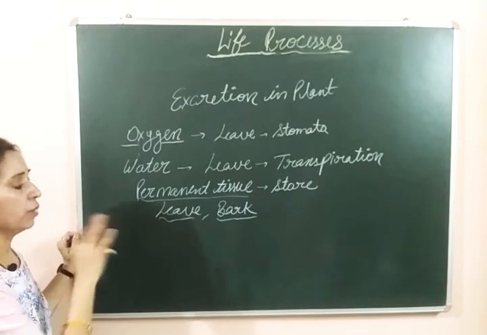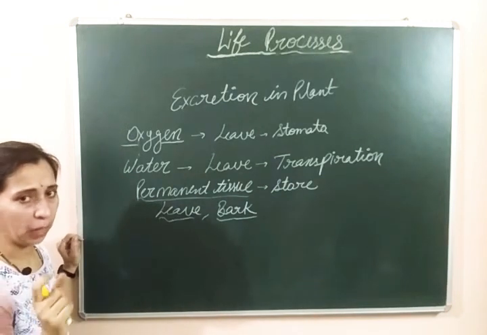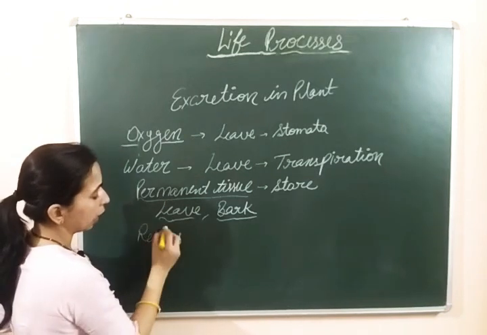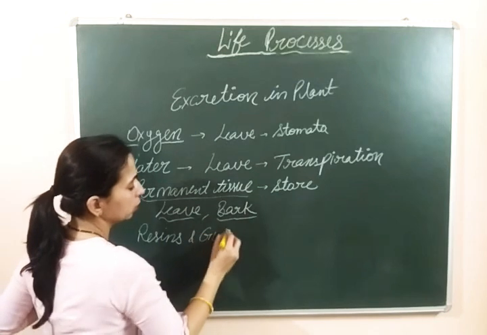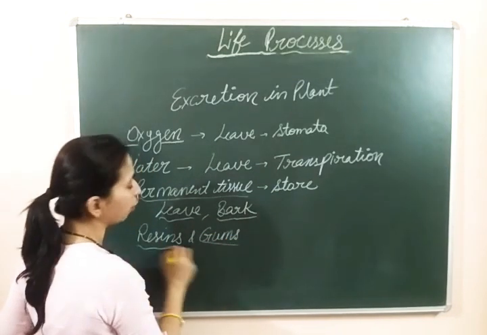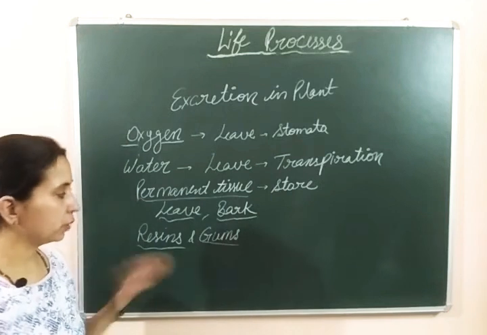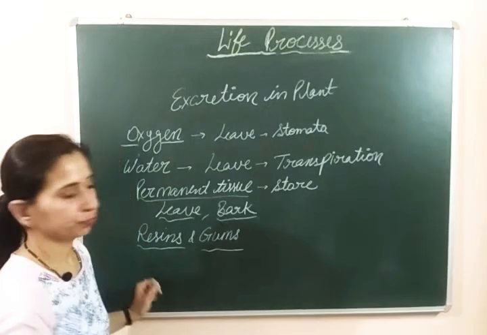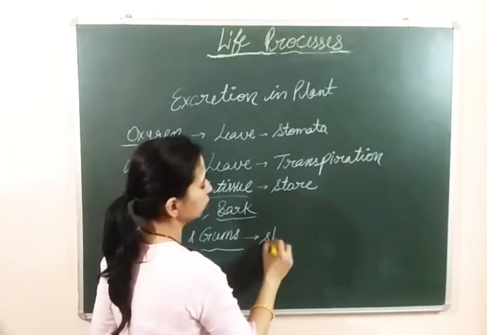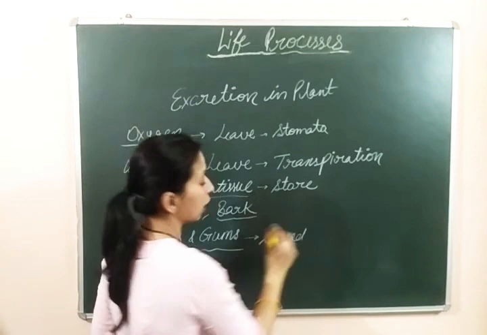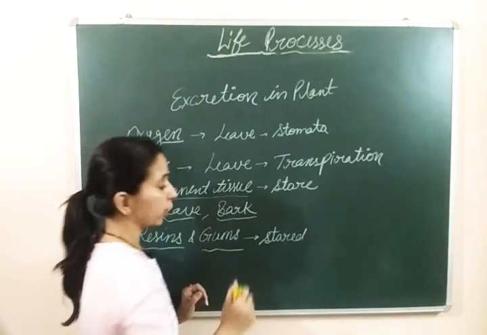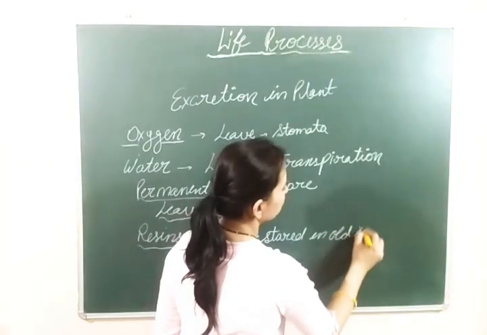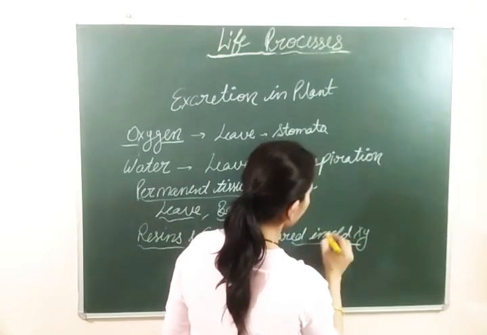Another method is also adopted by the plants, for waste products like resins and gums. ये जो resins और gums हैं, these are waste products which are formed in the plants. Plant के लिए तो ये waste products हैं, but they are useful for us. These waste products are stored in the old xylem. तो यहाँ पे देखेंगे they are stored in old xylem, xylem के अंदर इनको store करके रख लिया जाता है.